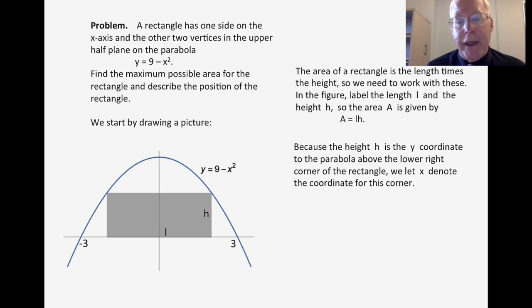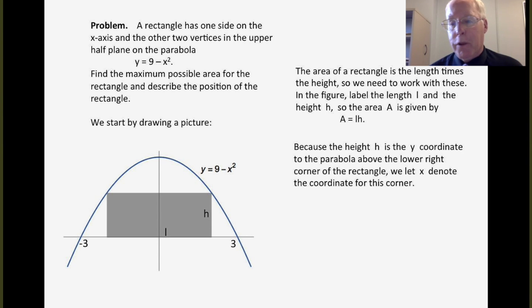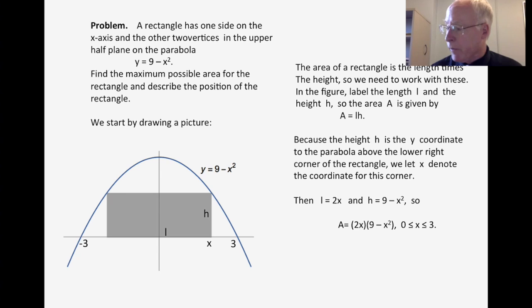So the height, h, is the y-coordinate to the parabola above the lower right corner. So the height h is represented by this. So here's how the parabola comes into play. And so it makes sense perhaps to think about what is this x-coordinate down here at the lower right corner. So we're going to let x denote that coordinate, and then if we know that coordinate, we can then find the y height by just computing 9 minus x squared. So we've now labeled x. That's the coordinate of the lower right corner of the rectangle.